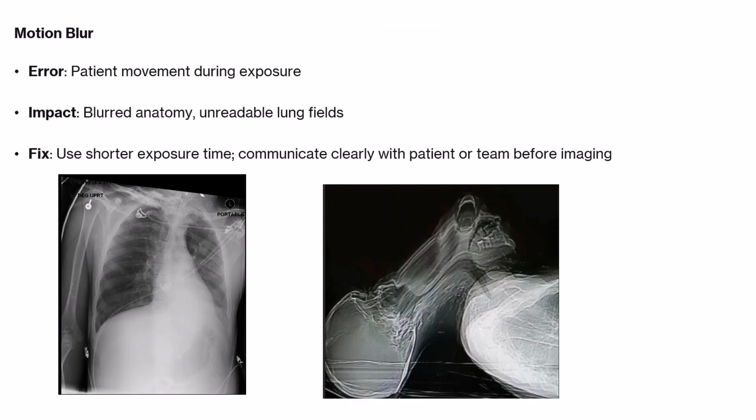If a patient moves during an exposure, or if the exposure time is too long, we'll get a motion artifact. This is blurred anatomy and unreadable lung fields. To fix this, we use shorter exposure times and communicate clearly with the patient or team before taking the image.